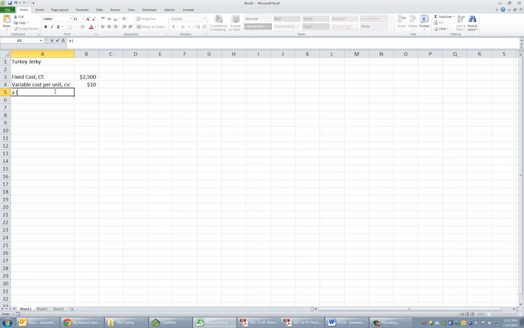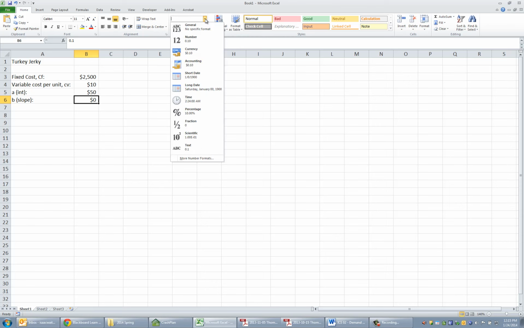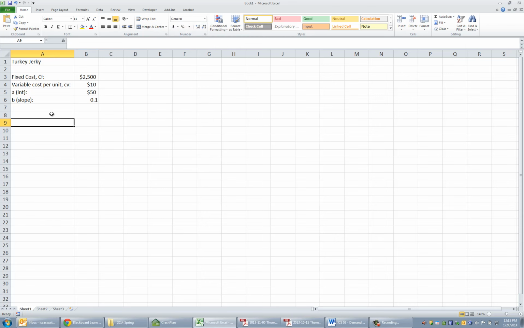And A, which is the intercept of the price demand line, is $50. And B, which is the slope of that line, we were given as 0.1. And I want to change the formatting of that. It defaulted as currency. I just want it to be general.